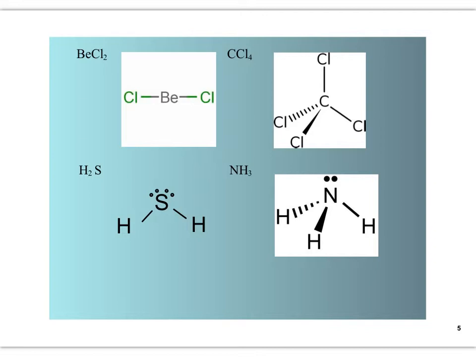Now look at BeCl2. The chlorine is more electronegative. It will attract electrons toward itself better than the beryllium. Both chlorines attract electrons with the same ability, so we don't end up with two oppositely charged ends to the molecule. We don't have a positive end and a negative end. This is a nonpolar molecule.